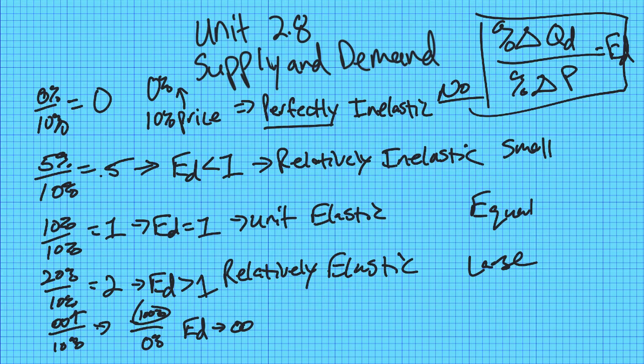And so this, what we would call, is perfectly elastic. Perfectly elastic means that the percent change in quantity is like infinite. It's like the price can't change at all. Otherwise, the quantity would completely change. Everyone would stop buying it. So this is called perfectly elastic, and these are our ranges of elasticity from 0 to infinite.